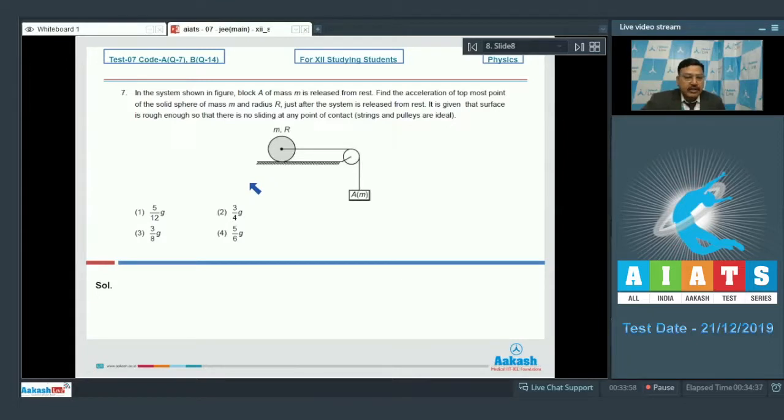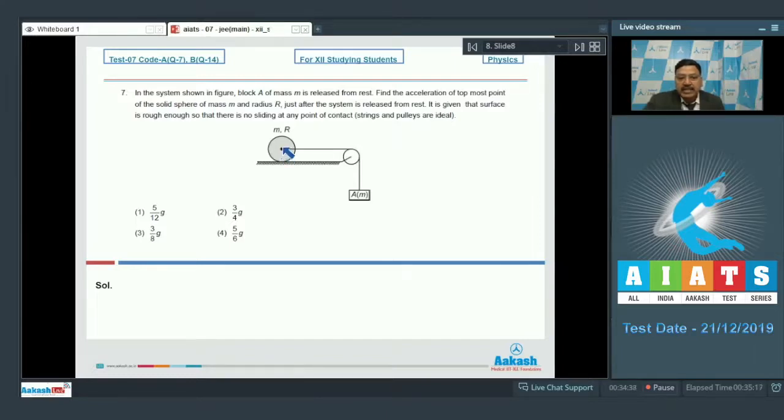Well, obviously the question is based on the concept of rotation. There is rolling involved here. In fact, rolling without slipping is involved here, and we have to be very careful. We have to find acceleration of topmost point of solid sphere, that means this point of the sphere just after the system is released from rest. Okay, so what we do is we first find acceleration of the center of the sphere, and acceleration of this point just after the system is released will be 2 times the acceleration of the center of the sphere, because it's a case of rolling without slipping.